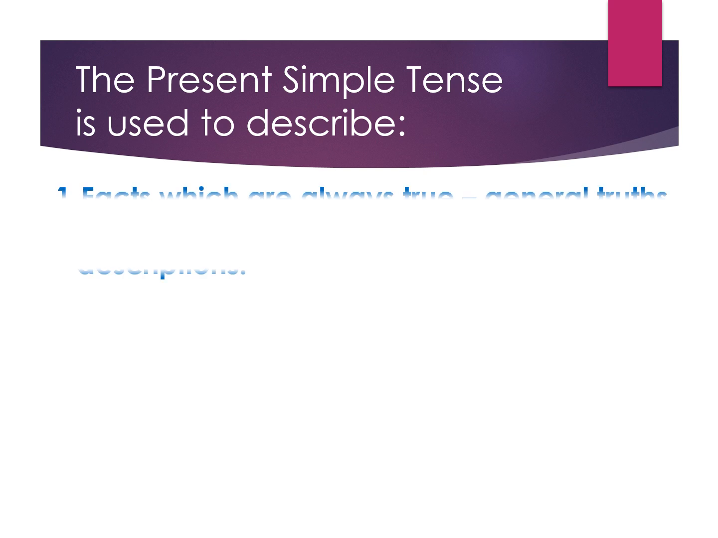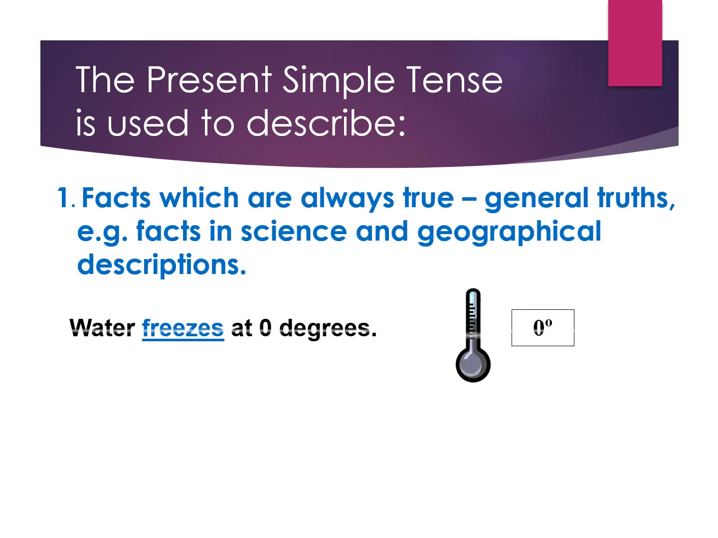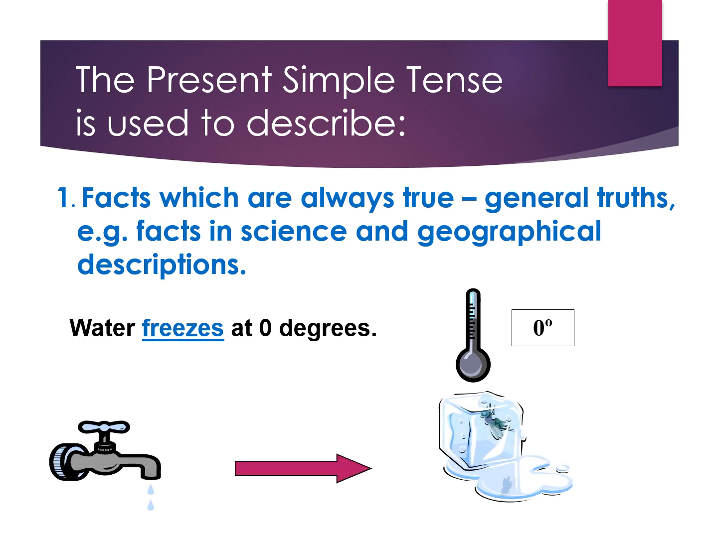So now we learn how to build up this kind of sentences, but we also have to learn the usage, the application into real English. First of all, we use the simple present tense to express ourselves about facts which are always true, general truths, facts in science or geographical descriptions. For example, here we have a scientific description. We say that water freezes at 0 degrees. This is always going to be true and never going to be different.